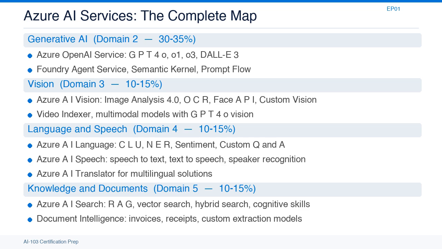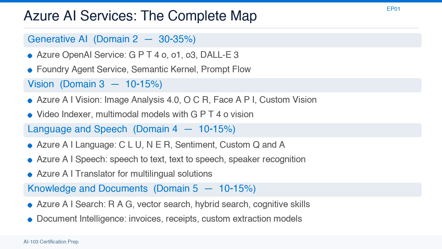For vision, Azure AI Vision handles image analysis, OCR, and object detection. Face API handles facial recognition. Video Indexer handles video content. For language and speech, the unified Azure AI Language Service covers sentiment, NER, CLU, and custom Q&A. Azure AI Speech handles speech to text, text to speech, and speaker recognition.